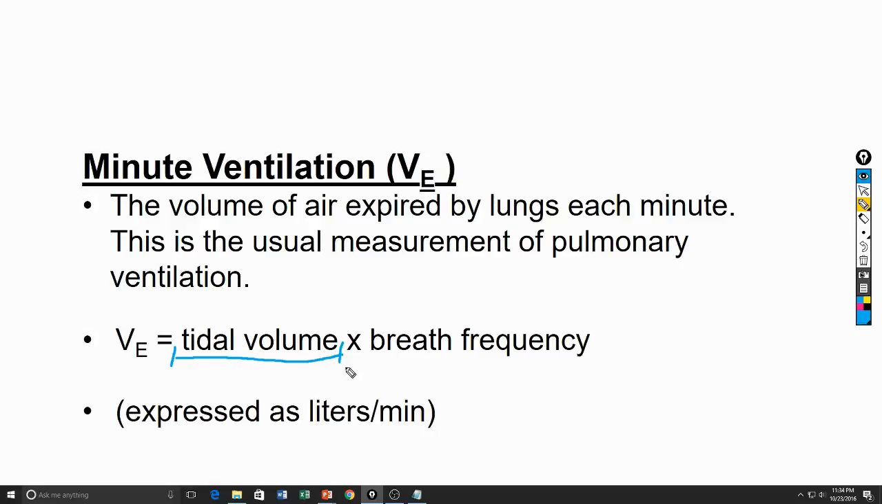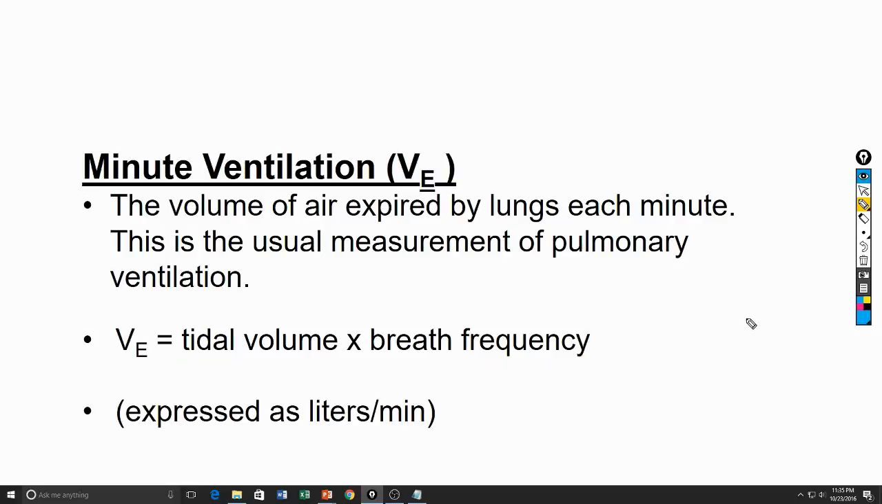All right, and then the other portion is breathing frequency. That makes sense. So you have a volume here, and then you have a frequency. That's going to give you liters per minute, right? So volume and a certain amount of time, right? Time, frequency, same kind of deal. So VE, as we go forward and we talk about VE, we're talking about minute ventilation.